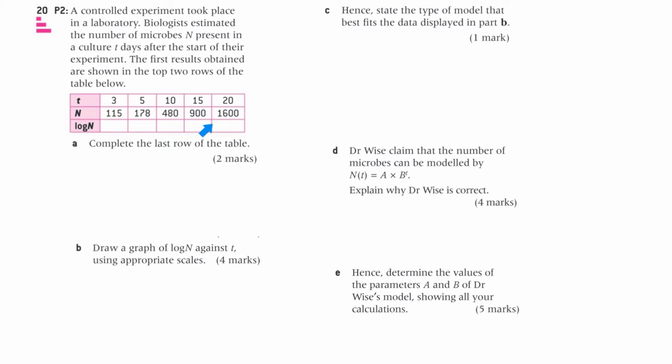It says A, complete the last row of the table. So this is the last row here. We need to complete that table there. So basically we just have to use our calculator and get the log values of that. And I just grabbed them from the back of the book, and they're the numbers there. So that's this table. This row is that row there. It's the log of N.